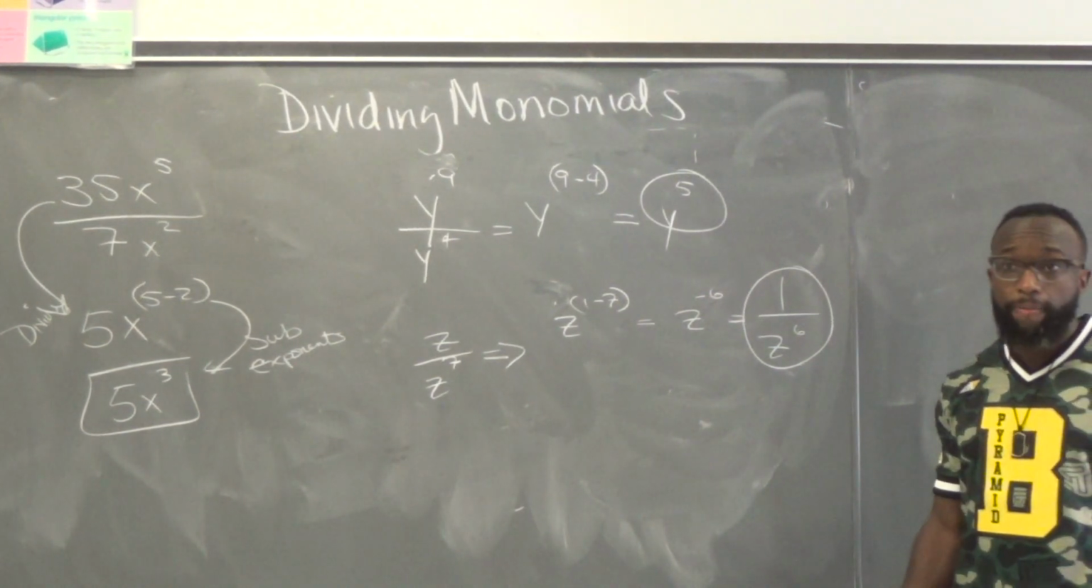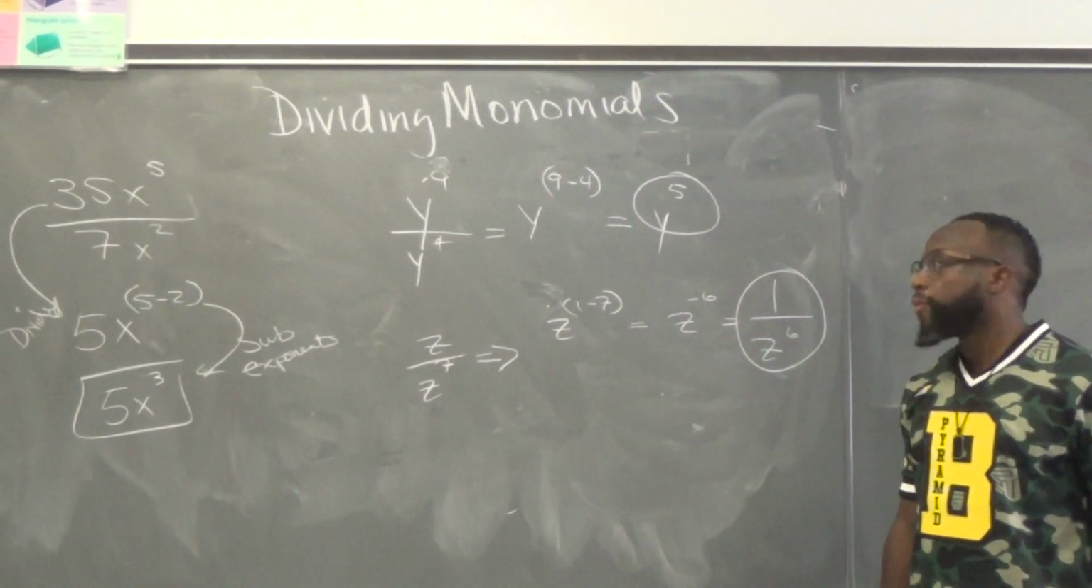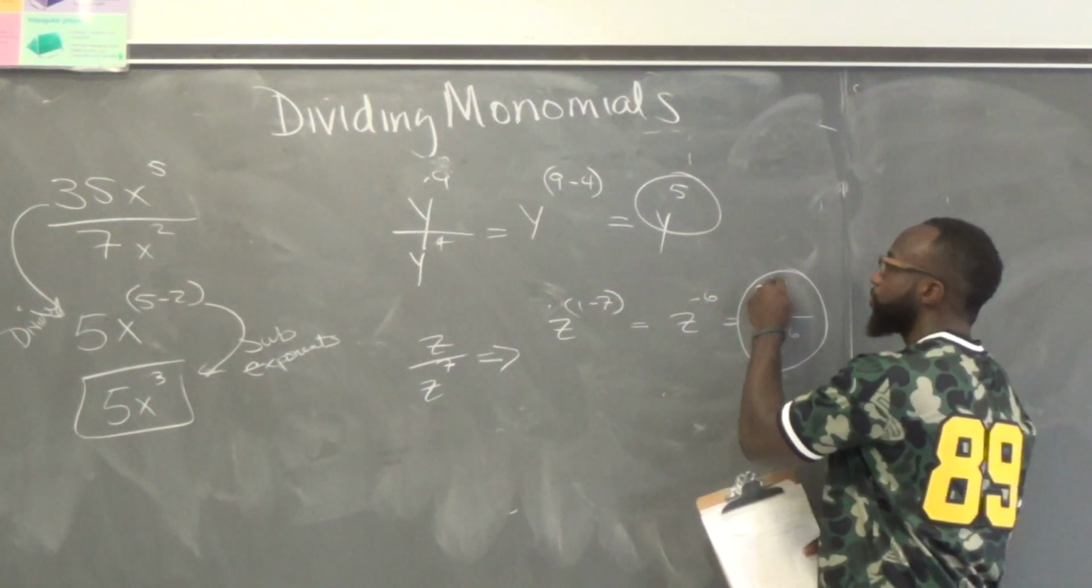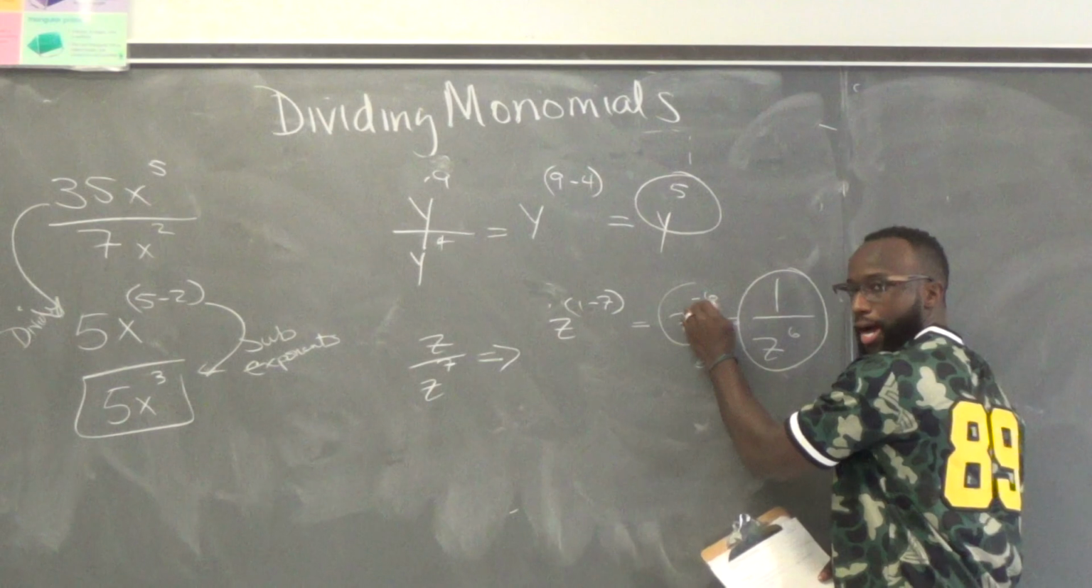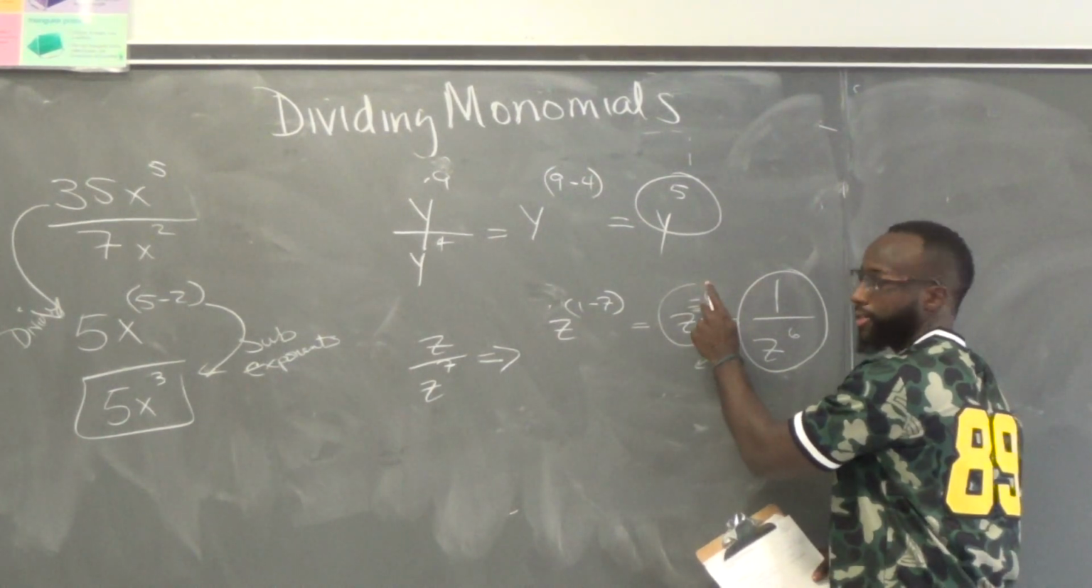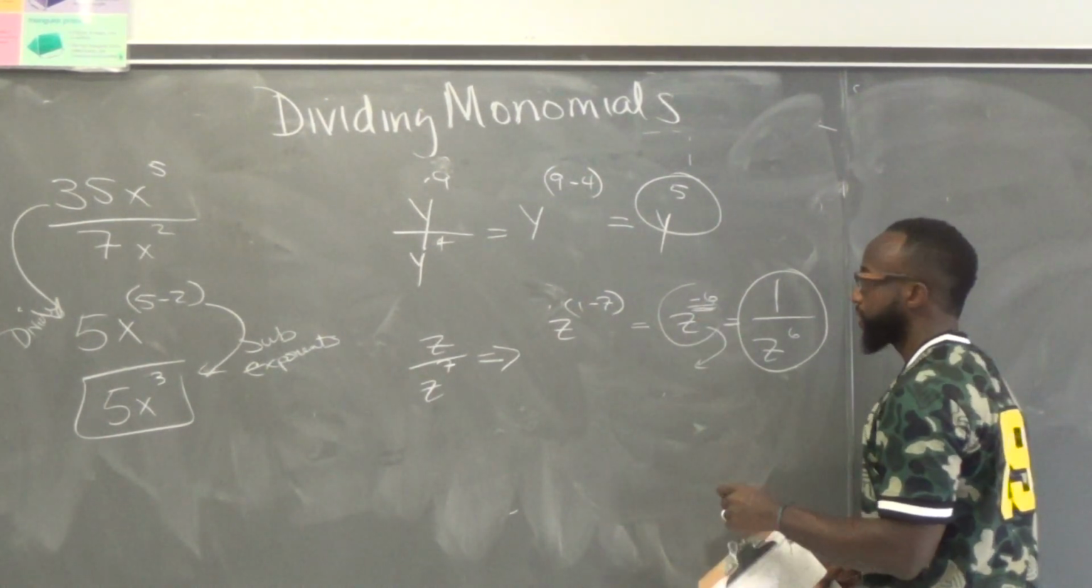Why do you put a 1? Because when you move this to the denominator, the power changes. It loses its negative. It's no longer negative.